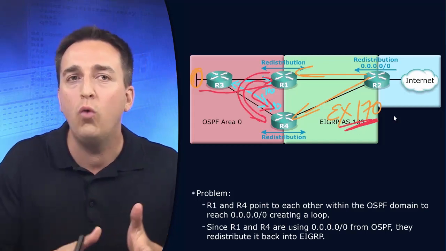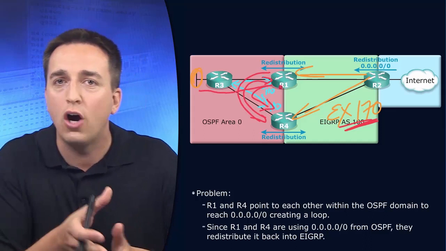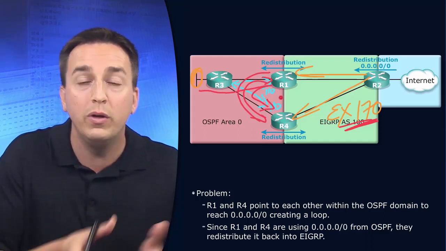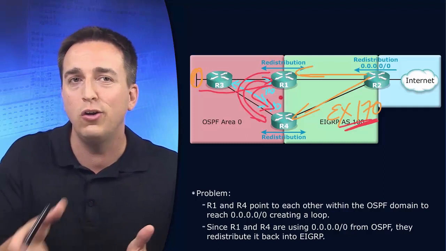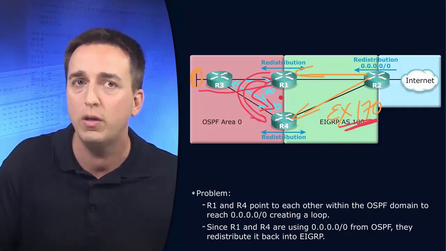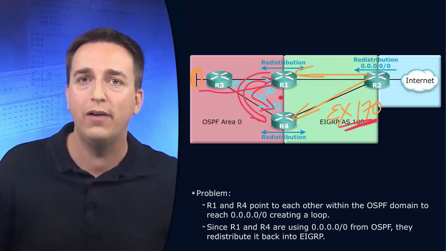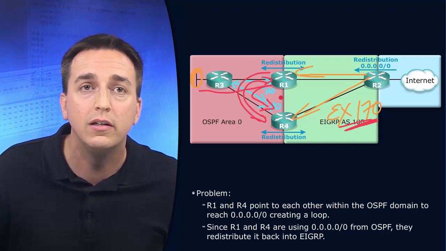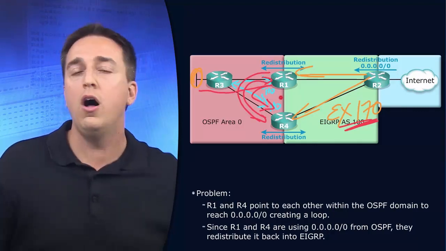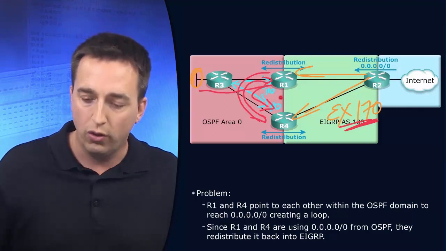So how was R1 learning from R4, and how was R4 learning from R1? Well, it was learning because those routes were being redistributed. But now that the external routes are no longer in the routing table, they can't be redistributed. So R1 and R4 have to tell each other, oh, I can't get there anymore, because they're no longer redistributing that information. So now they essentially withdraw that LSA, saying, hey, that route doesn't exist anymore, it's gone.